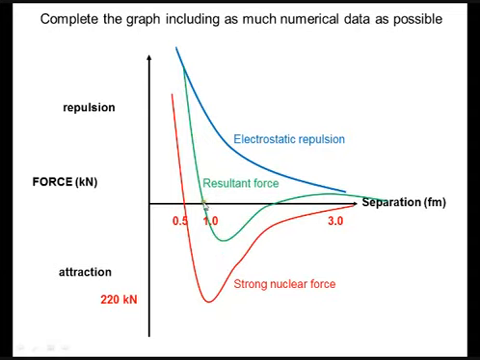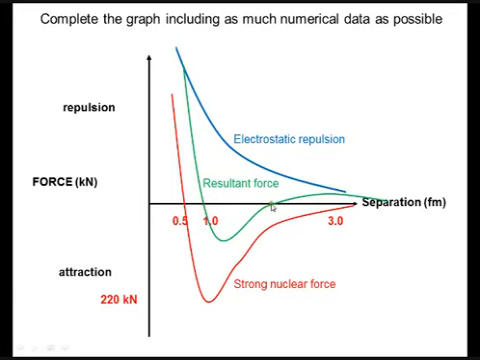Okay, notice there's a key feature here. At about 1 femtometer, the resultant force is 0. That means at 1 femtometer, the nucleus, the separation will become stable. If you move closer than 1 femtometer, the force becomes repulsive. So they get pushed back towards 1 femtometer. If you move further away than 1 femtometer, then the force becomes attractive. They get pulled back together again. So if you start from here, if you move away, you're going to get pulled back to that point.